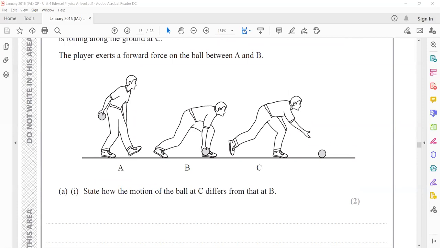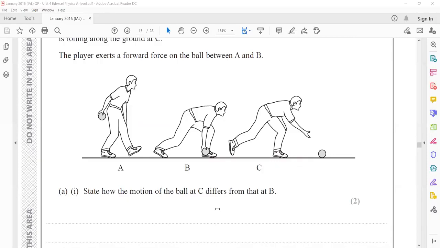Yes, it's a general answer. There's no specific one; it's your understanding from the figure that you can mention. So there will be some deceleration at C because of friction. That's correct. And what about B? At B, it is accelerating. At C, it is decelerating. Why will it decelerate? Because there's a frictional force.